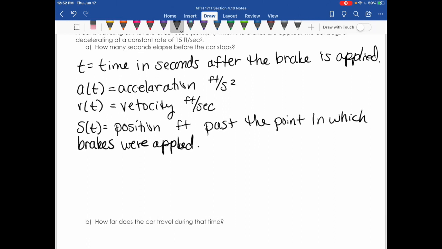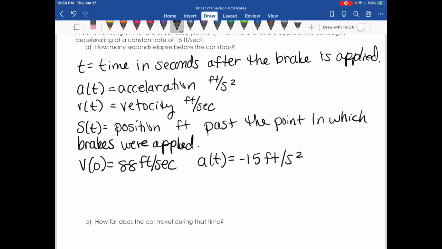So since the car is traveling at a rate of 88 feet per second, we know that the velocity at that point when he steps on the brake is going to be 88 feet per second. So we can say that v of 0 is 88 feet per second. The problem also told us that the acceleration was 15 feet per second and it was slowing down. So we're going to use a negative to indicate that it's slowing down. So a of t we're going to list as negative 15 feet per second squared.